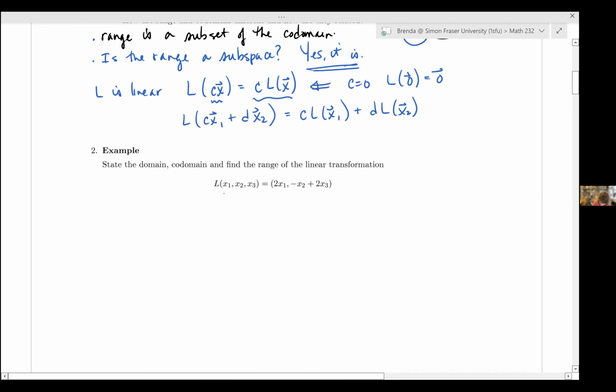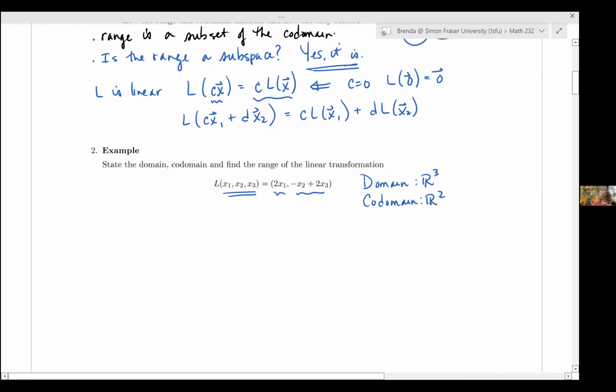You can see that the transformation takes 3 inputs. So here the domain would be a 3-component vector. So the domain is R3, and it produces a 2-component vector. So the codomain is R2. Okay, so you should be able to just look and write that down quickly.